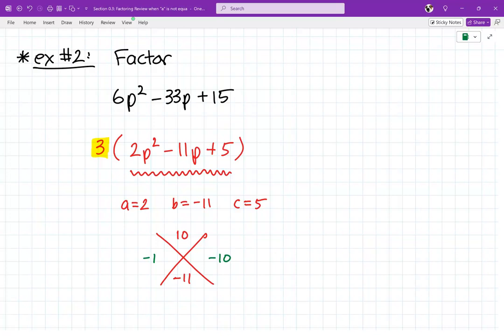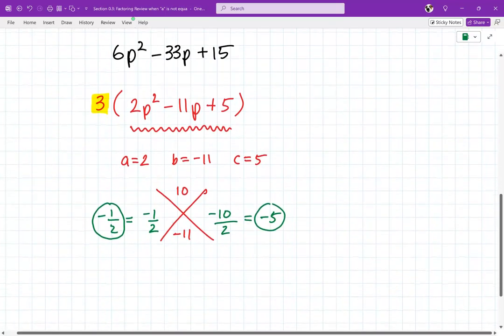Now remember, since a is 2, I got to divide by it. Okay? So the negative 1 over 2 is just going to stay a negative half. But when I divide the negative 10 by 2, it becomes a negative 5. So that one's done. So let's go ahead and factor this. So it's going to be p minus half times p minus 5.